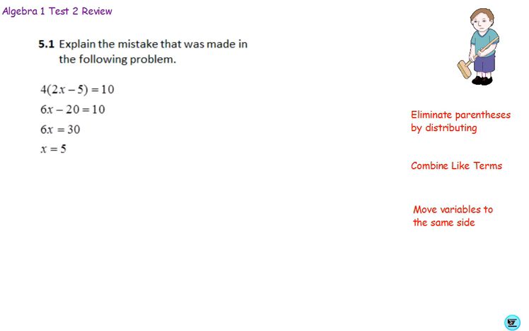All right, so number 5 is an error analysis problem. And you'll see throughout the school year, you'll see these types of problems pop up on the test. Basically, it's almost like you be the teacher, where you're looking at someone else's work and trying to figure out where they made a mistake or where they went wrong.